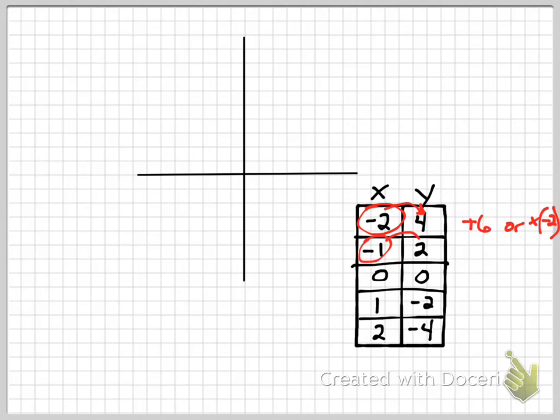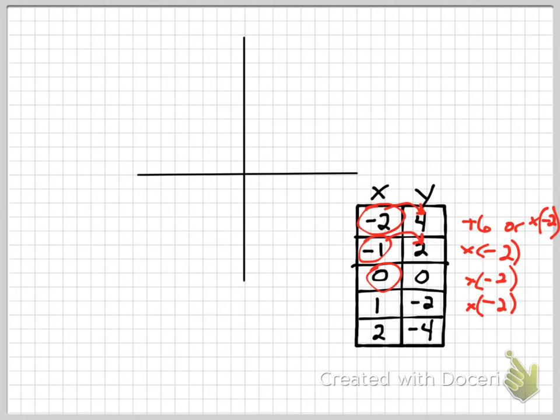When I do the next one, -1 to 2, is that adding 6? Is -1 plus 6 2? No. So we know it's not adding 6. Is it multiply by -2? Yes. Is 0 times -2 0? Yes. Is 1 times -2 -2? You see how? So what's the function, people? Multiply by -2. You would say y equals -2x.